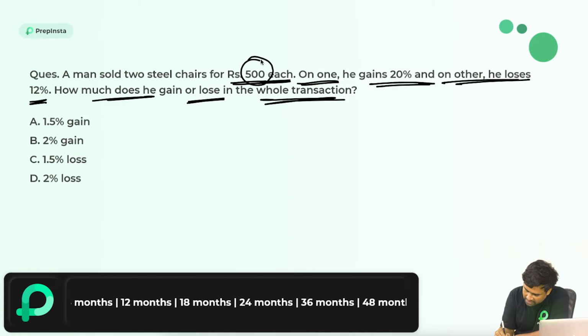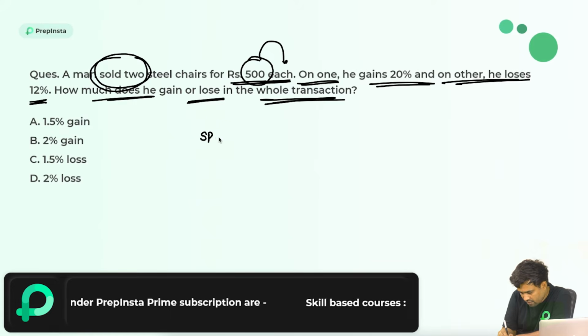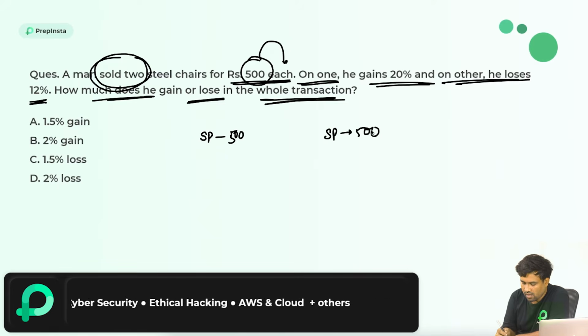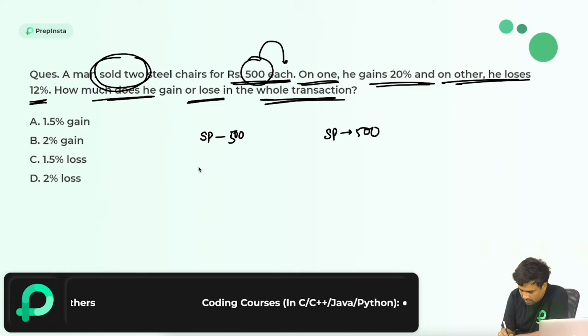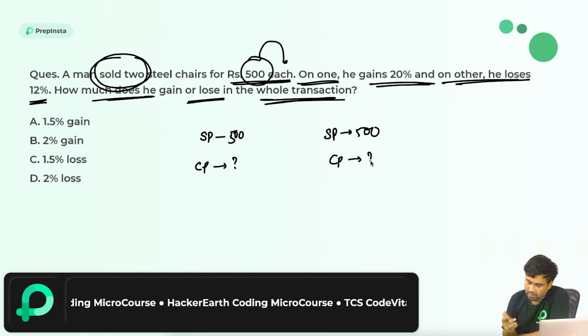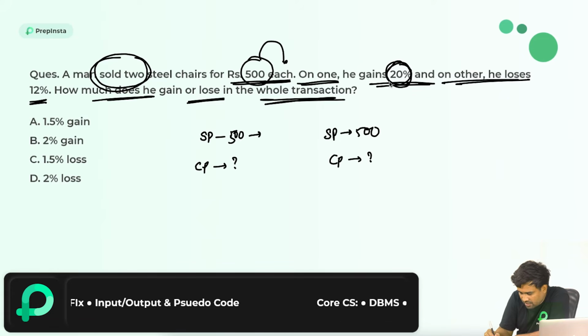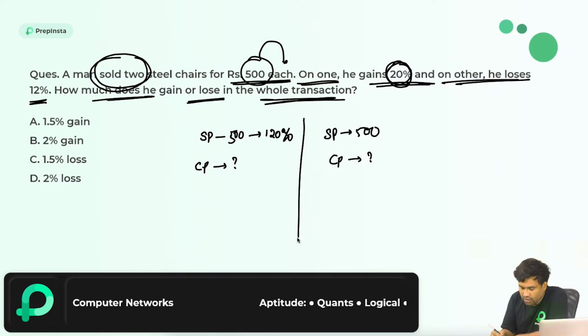The 500 rupees each is nothing but the selling price, right? So the selling price of the first article is 500 rupees, and the selling price of the second article is also 500 rupees. So if you observe, the cost price of the first article is how much, and the cost price of the second article is how much? If you find that, you will get either loss or profit. But according to the problem, he gains 20% on the first one. So 20% gain means I can say the selling price is 120%. This is the basic theory we need to know.